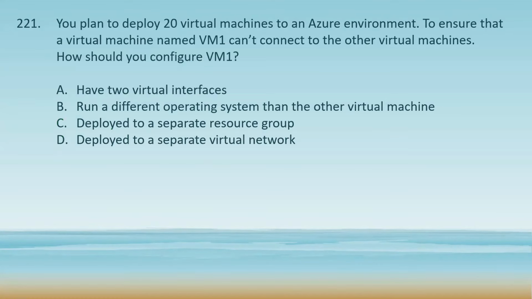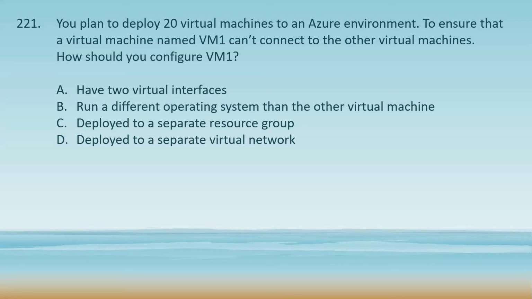You plan to deploy 20 virtual machines to an Azure environment. To ensure that a virtual machine named VM1 can't connect to the other virtual machines, how should you configure VM1? Your options are: you have two virtual network interfaces, you run a different operating system than the other virtual machine, deploy it to a separate resource groups, deploy it to a separate virtual network. So basically you are configuring virtual machine VM1 here, and you need to ensure that VM1 cannot connect to other virtual machines. So how would you configure it?